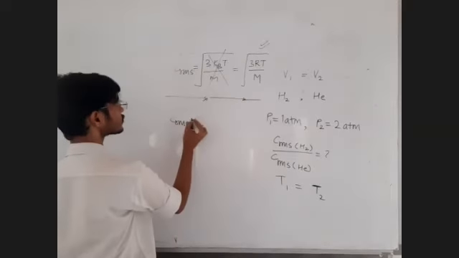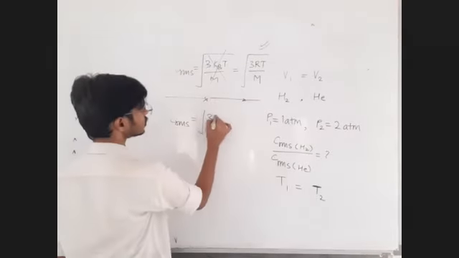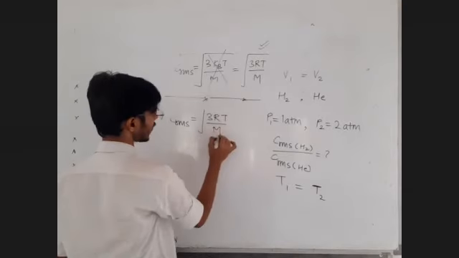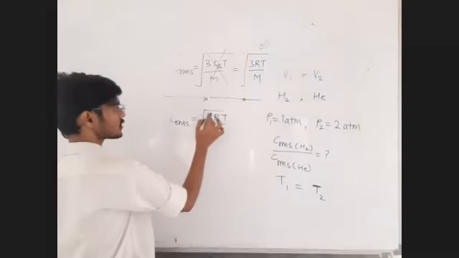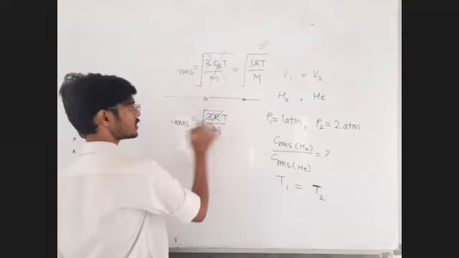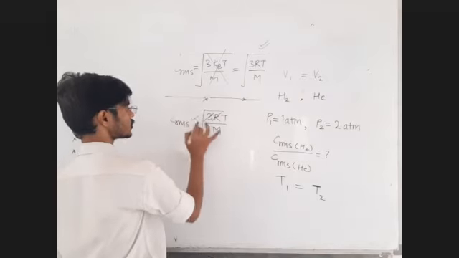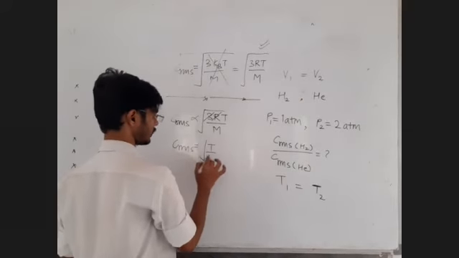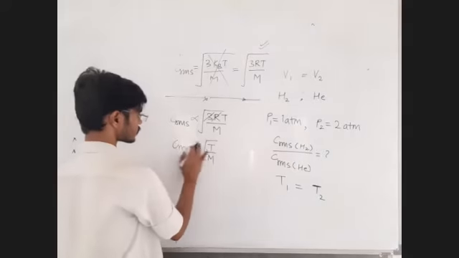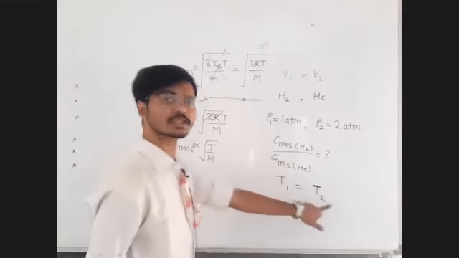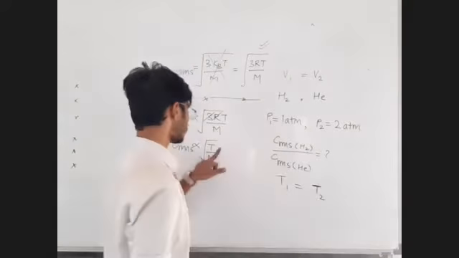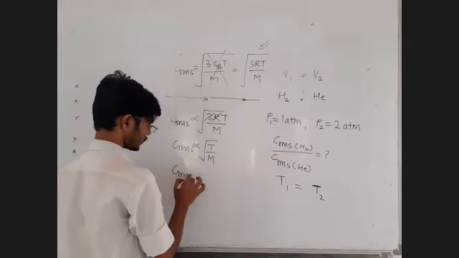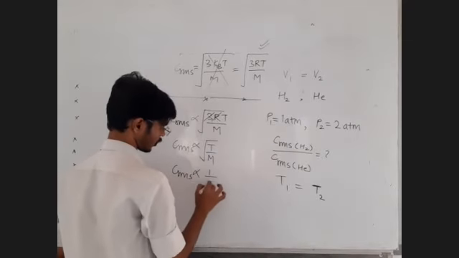CRMS is equal to under root 3RT by M. Here 3 is universally constant, and R is also universally constant. So CRMS is proportional to under root T by M. But here the temperatures are also equal, so there is no need to write this. So what shall I write? CRMS is proportional to 1 upon root M.